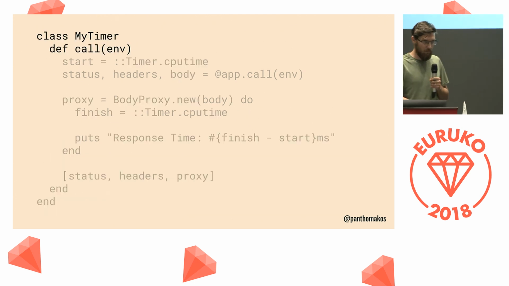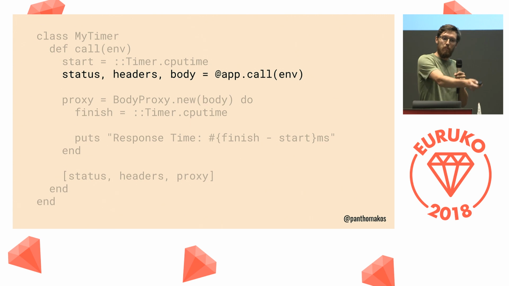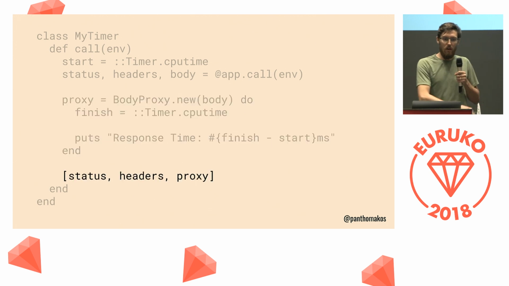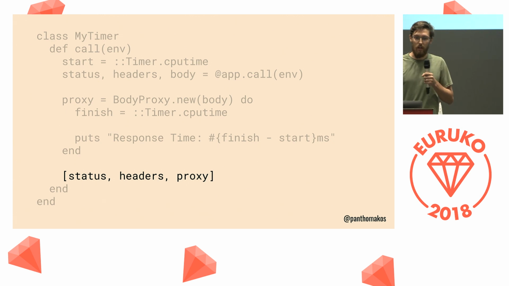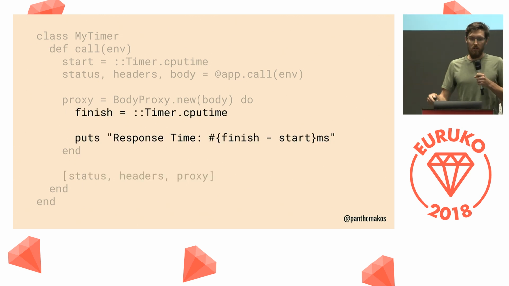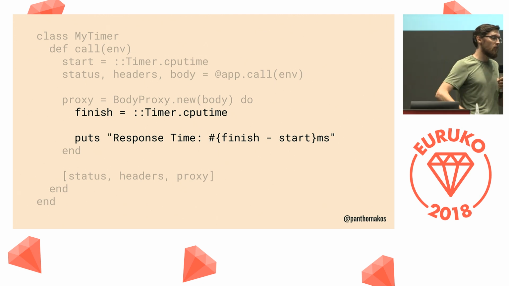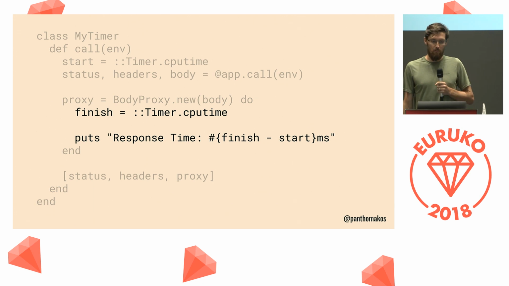So let's adjust my timer middleware to take advantage of this fact. I'm going to start the timer at the beginning, just like we did before. I'm going to destructure the components of the response, and then I'm going to wrap that original body in a body proxy that does the finishing part of the timer, right? And then at the end, I'll return the original status, the original headers, and my new proxied body, so that when close is finally called, the finished stuff runs, and I get my output. And I get to account for that really slow body response, and my timing actually fully works.